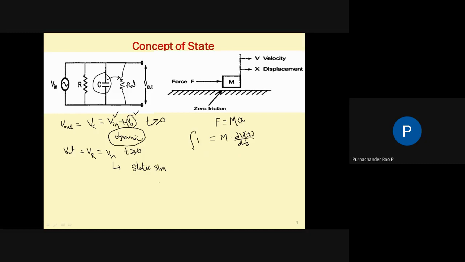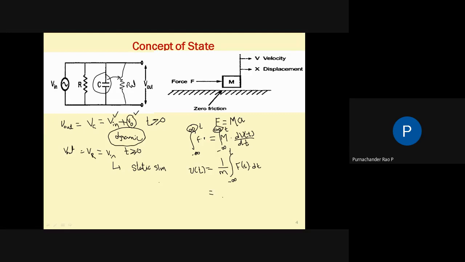If you take integration on both sides with respect to time, from minus infinity to plus infinity, where infinity can be taken as any time t, then the velocity component v(t) will be equal to 1/m, where m is the inertia coefficient, times the integral from minus infinity to t of the force f(t) dt.